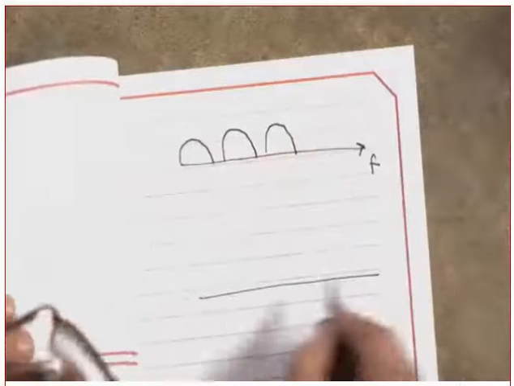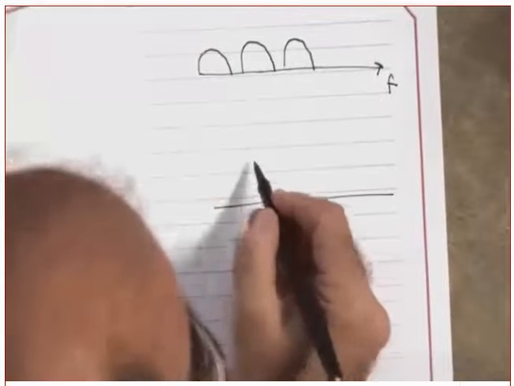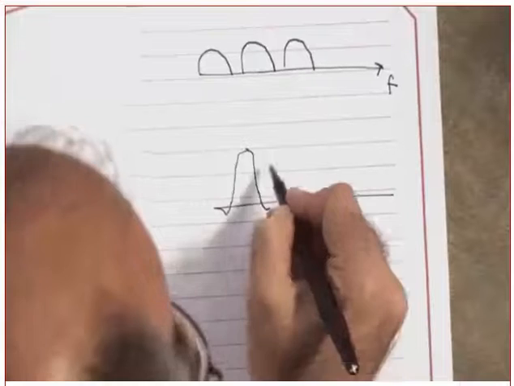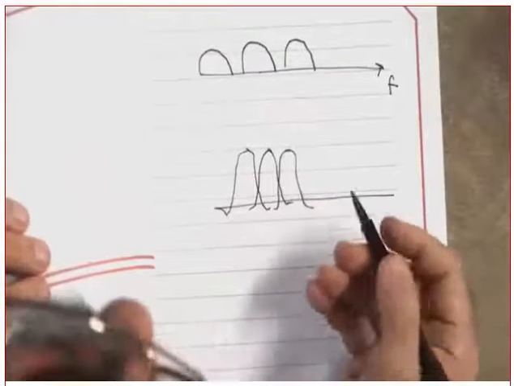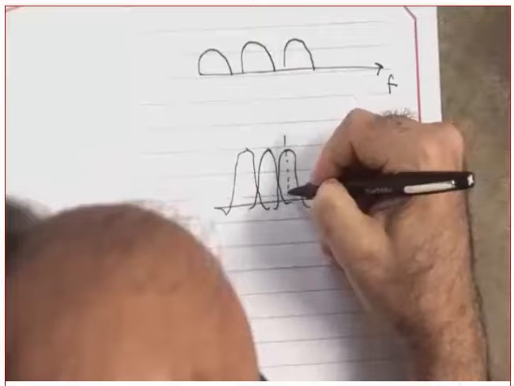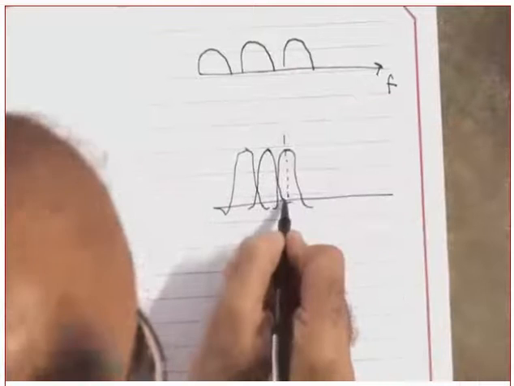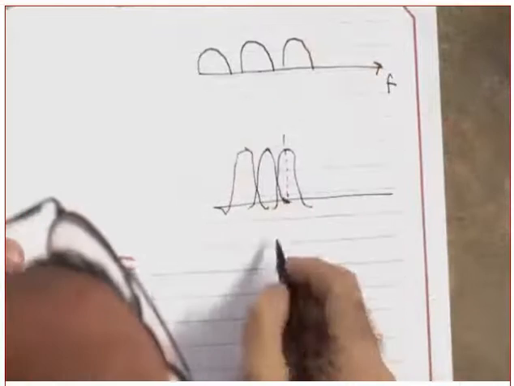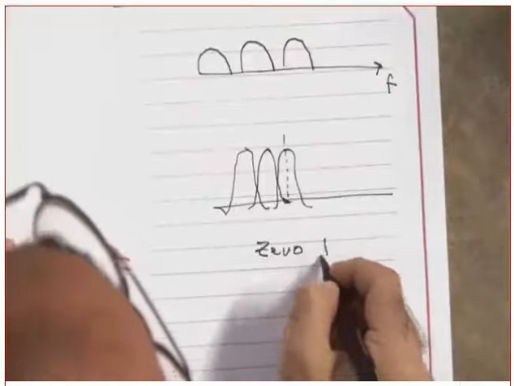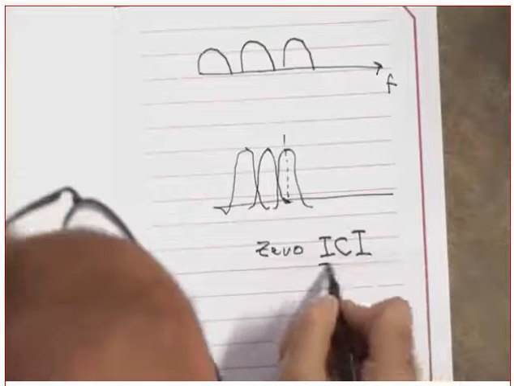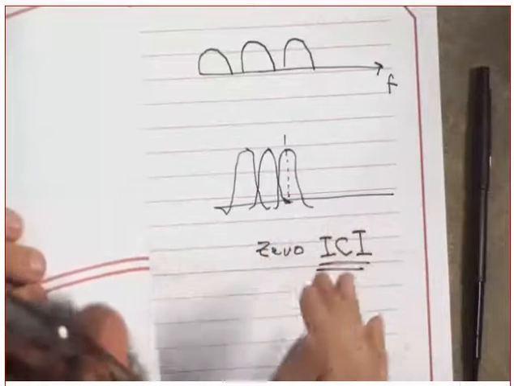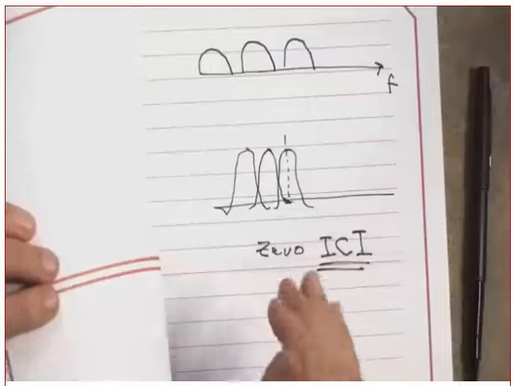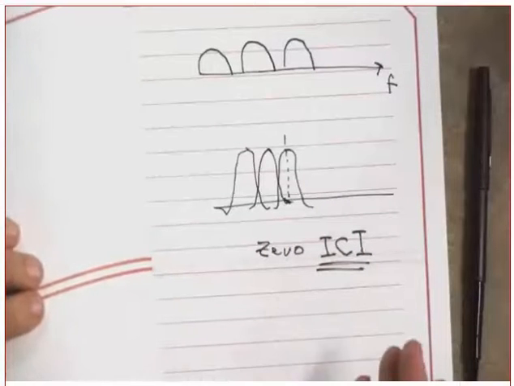In OFDM, the bands are overlapping. Did you get my point? However, when they sample each carrier, each subcarrier, all the others will contribute 0, which means there is 0. A new terminology that we learned today: ICI. What does ICI stand for? This is not intersymbol interference. This is intercarrier interference. Did you understand that or not?